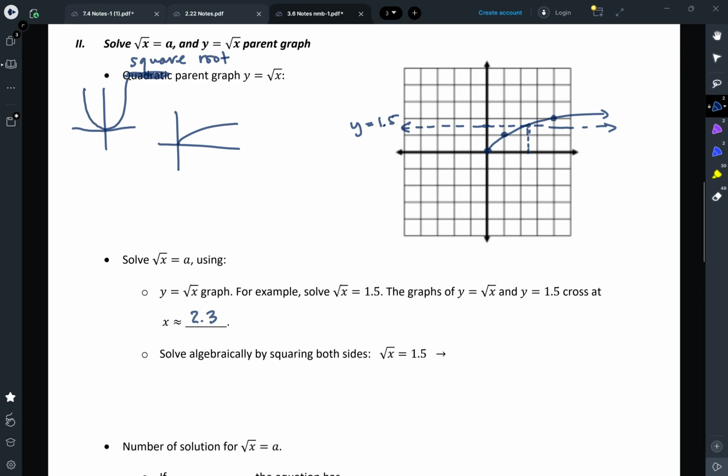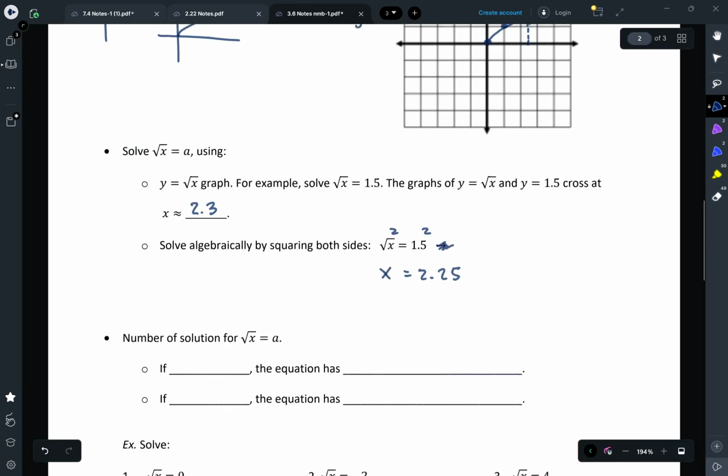Solve algebraically by squaring both sides. So if I square both sides to get an answer instead, and we're not doing an arrow over, we're showing our work vertically, then x would be 1.5 times 1.5, which is 2.25. So again, I'm not going to get a real accurate answer off the graph, but it's nice to look at the graph and be able to tell that your answer makes sense.